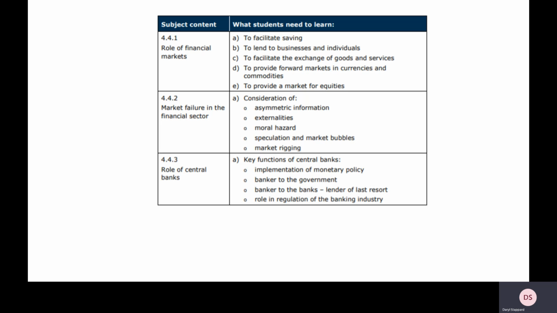There was also another video which looked at market failure in financial markets, so problems such as negative externalities, moral hazard, asymmetric information, market bubbles, and market rigging. What this final video will look at is 4.4.3, which is the role of the central bank.